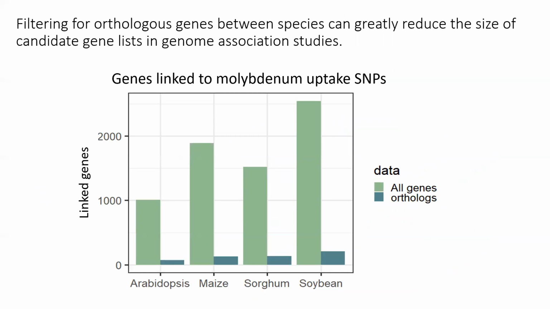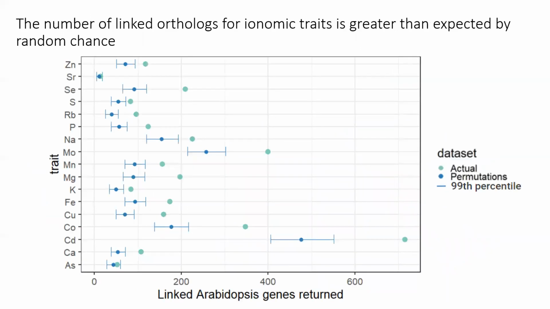The first is that our list size greatly decreases. Using SNPs for the uptake of the micronutrient molybdenum, as an example, I can decrease the size of a gene list by a whole order of magnitude by filtering for only the orthologous genes. The second thing is that we are getting more orthologous candidates than would be expected due to random chance.